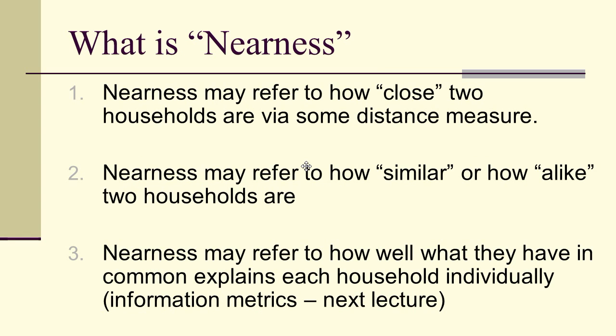So what do we mean by nearness? Nearness may refer to how close two households are via some distance measure. Nearness may refer to how similar or alike two households are. Nearness also may refer to how well what the two households have in common explains each household individually. Now, this is bordering on the idea of information, which will be in the next lecture.